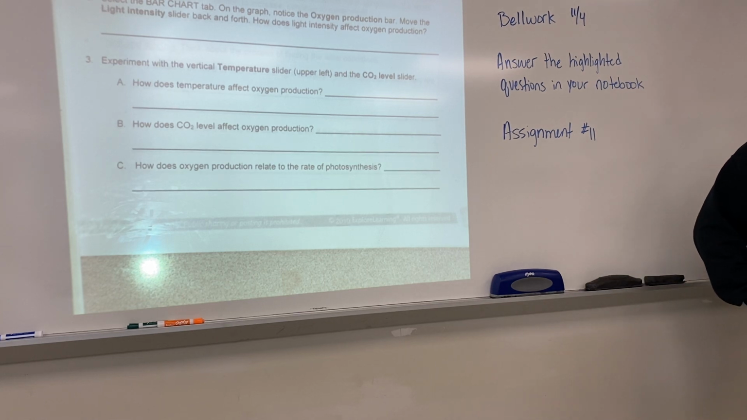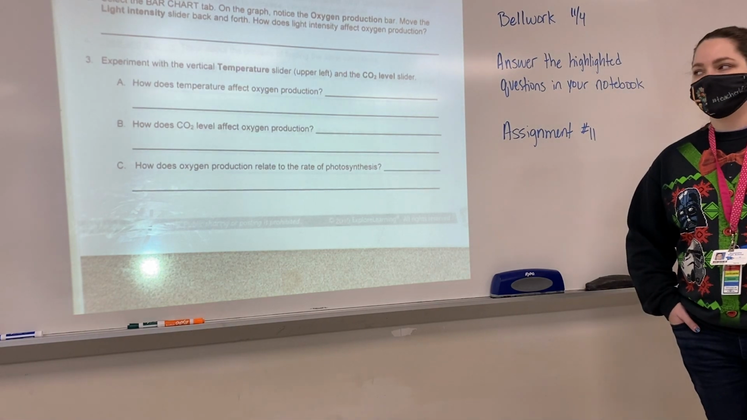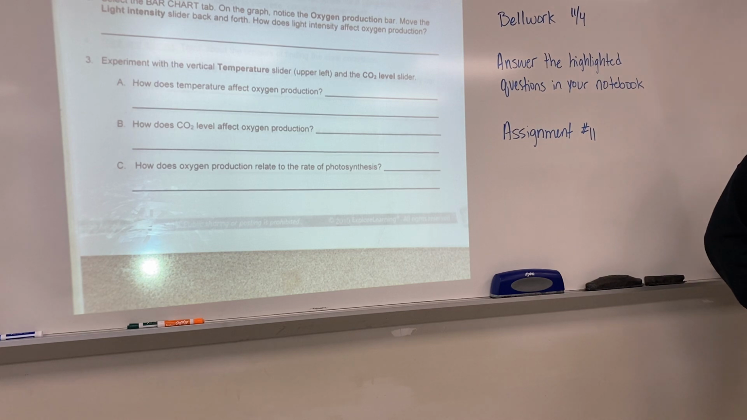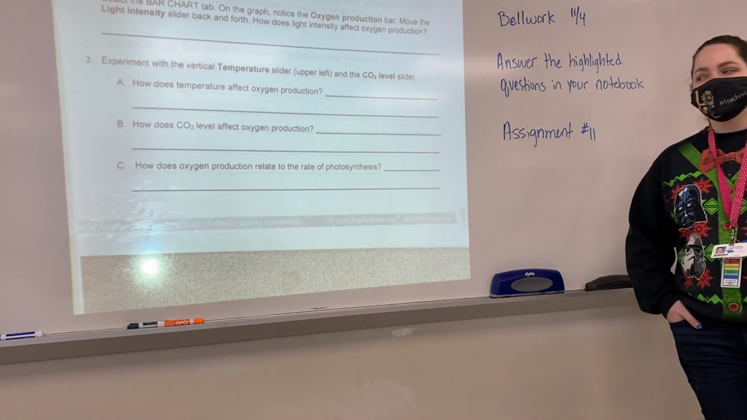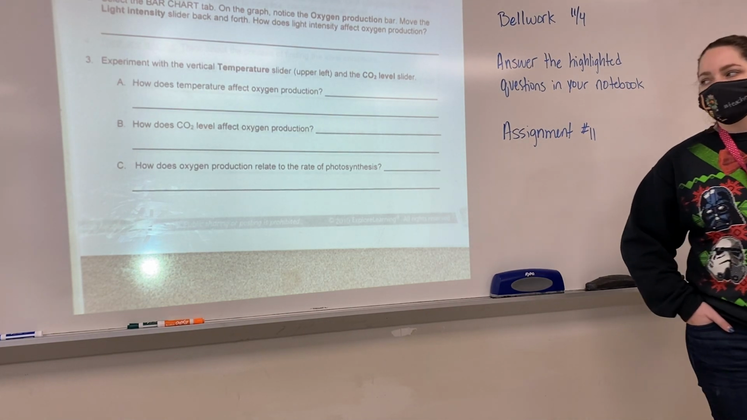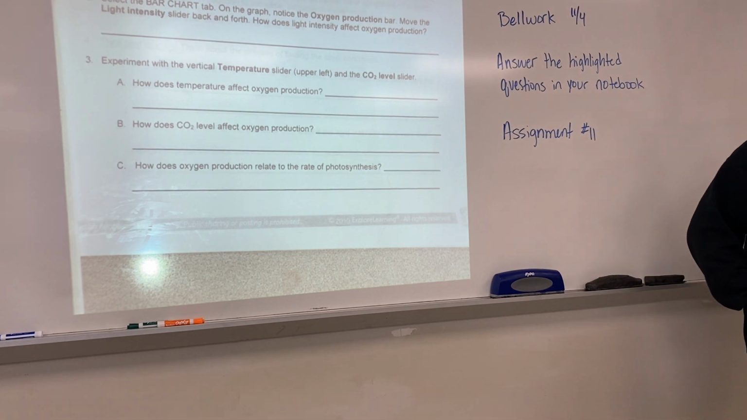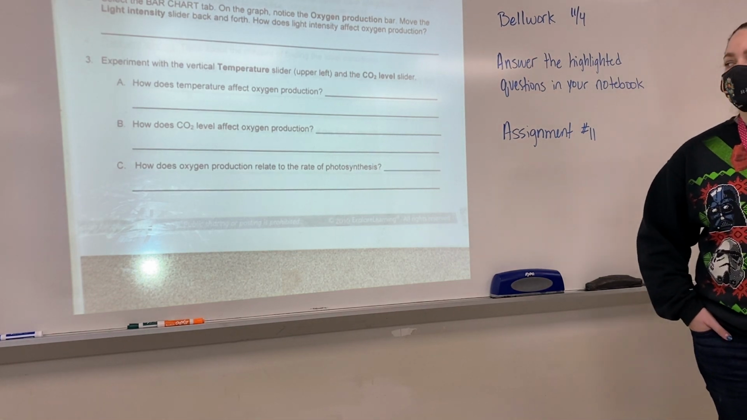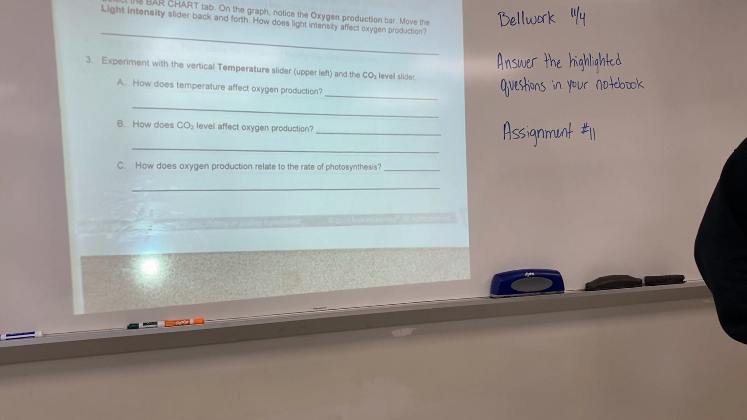How did our temperature affect our oxygen production? How did our CO2 level affect our oxygen production? And then, how does oxygen production relate to the rate of photosynthesis?